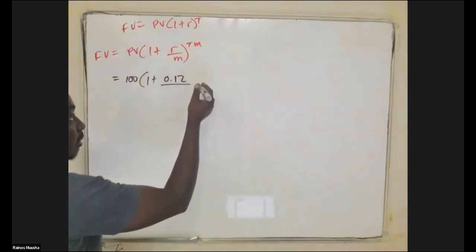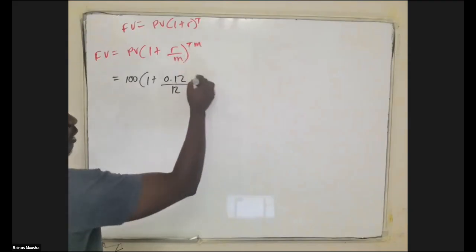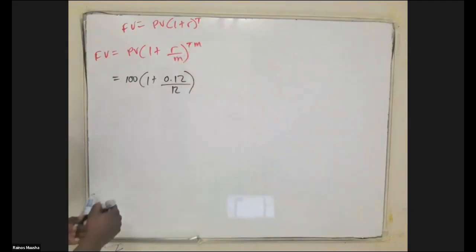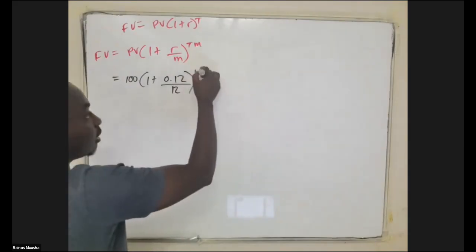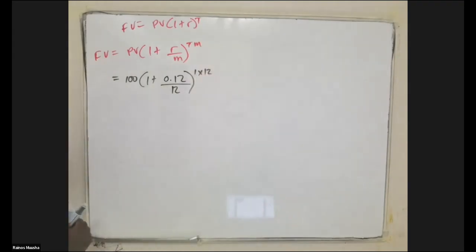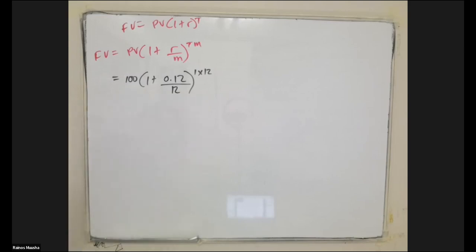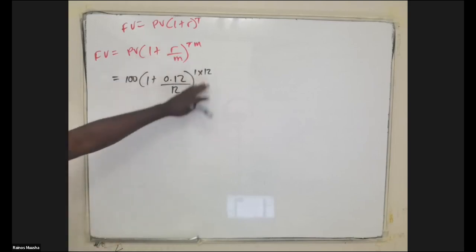And if you're compounding monthly, your M is 12, because you're going to be compounding 12 times a year. And we have 1 year that you're moving forward and you're compounding 12 times a year. So this is basically how your formula would simplify to. But remember what we said, we are not going to worry about using the formula.